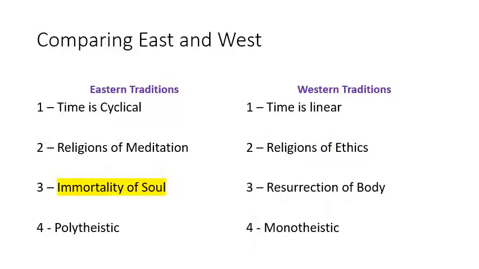Our Eastern traditions tend to believe in a spiritual dualism, where there is a soul or mind and a body, and that the soul or mind is immortal, whereas the body is mortal. Whereas our Western traditions tend to emphasize the resurrection of the body, that is, in the afterlife, the body and the spirit share in immortality. And whereas Eastern traditions tend to be more polytheistic in their theology, Western traditions tend to be more monotheistic.